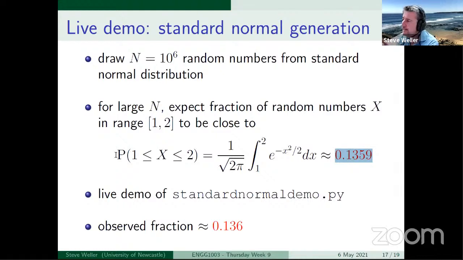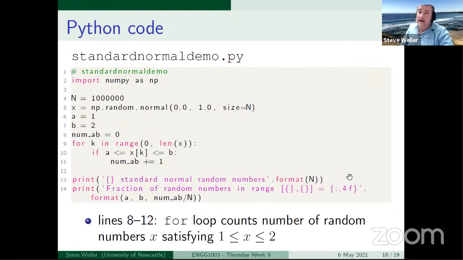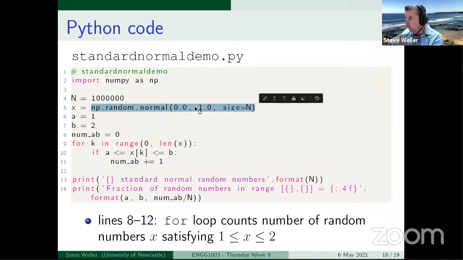What we can do is generate a large number of these random numbers and check that the observed fraction of them between the ranges 1 and 2 really does match this theoretical result, or the computational result using the trapezoidal method. So in the third and final bit of code, we're going to generate, I think it's a million random numbers, all satisfying this standard normal distribution, first parameter 0, second parameter 1.